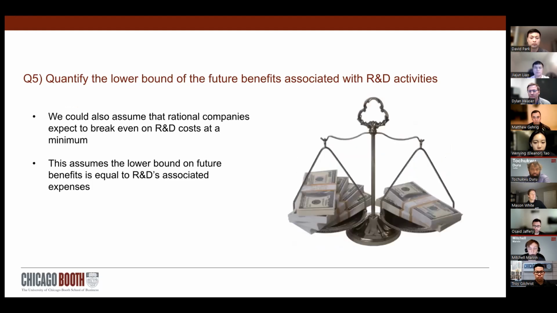Next slide. But we can also assume that rational companies would only pursue R&D if they expect to get some kind of gain from it, or at least not get a loss, especially from an accounting perspective. If you're putting this down on your balance sheet and you're writing down that this will lose you money, you're not going to conduct that R&D. So we might make an assumption that R&D is only conducted if we break even, where the lower bound of economic benefit is equal to the expenses related to R&D. This is kind of similar to the process of capitalizing R&D.